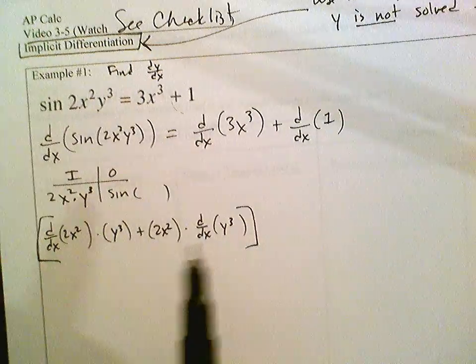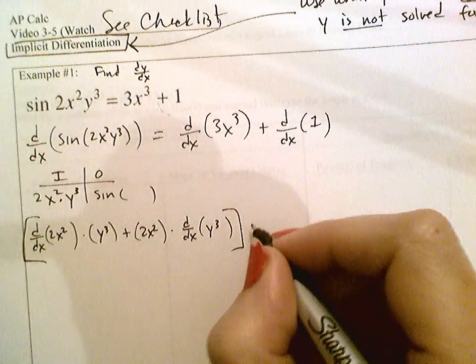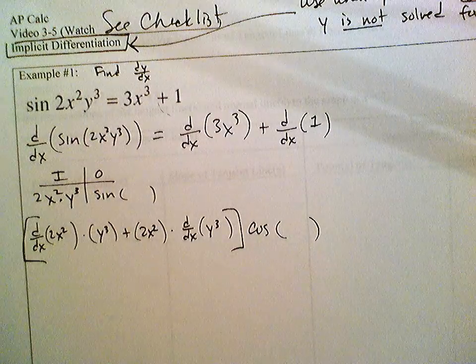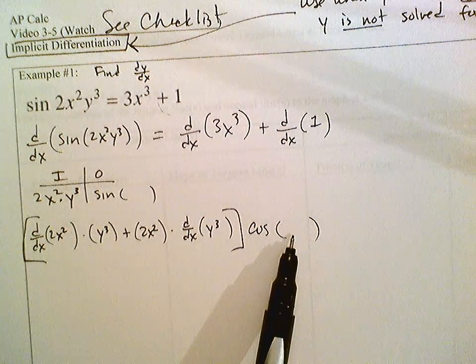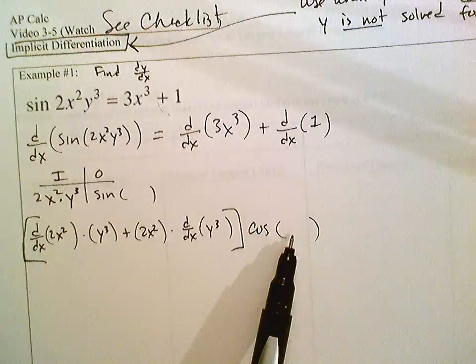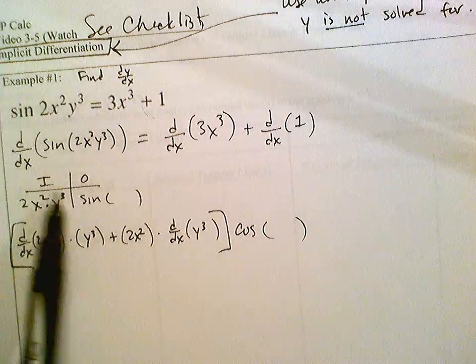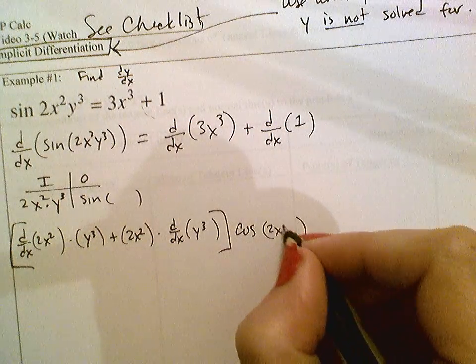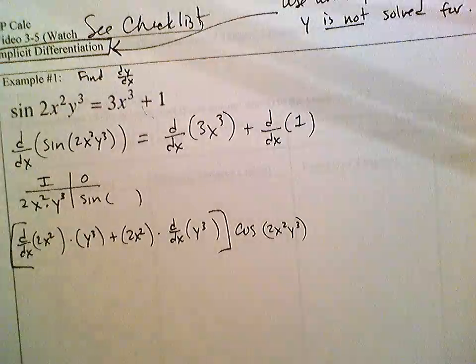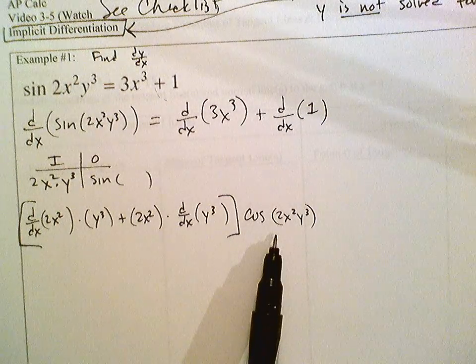And then this is going to be multiplied by the derivative of sine, which is cosine. And then this parenthesis is the same as that parenthesis. Like we took the derivative of the outside function, but the parenthesis is really the same thing, and what used to be in there has to go back in. So 2x squared y to the third has to go back in.